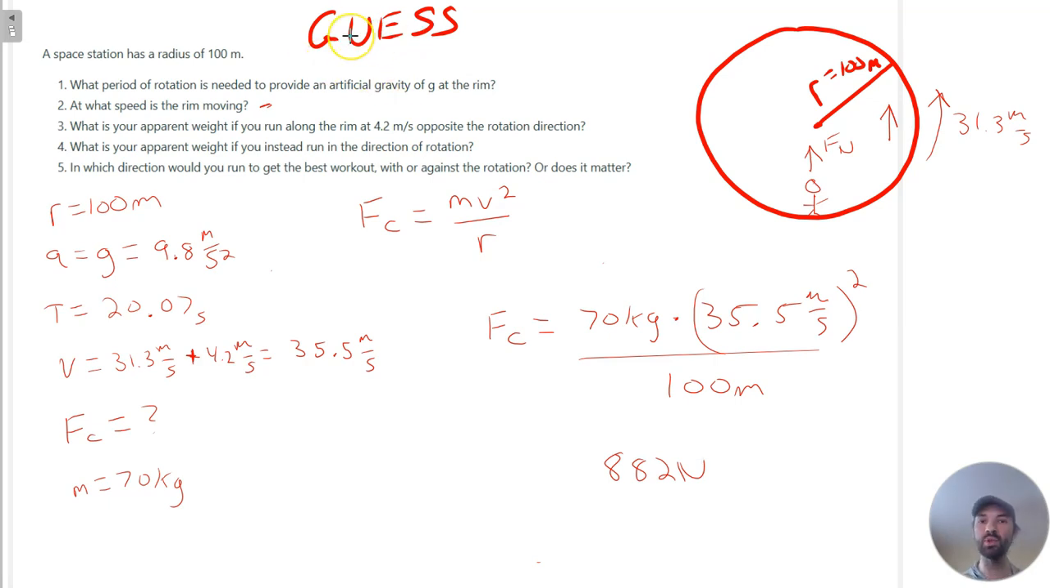We use the GUESS method. We don't even have to understand the physics. In which direction would you run to get the best workout, with or against the rotation? Or does it matter? If you want the best workout, you want it to be feeling like you're extra heavy. So you want the increased force on you. And so in this scenario, the answer to the question is actually going to be running in the same direction, because you're going to feel heavier. So your muscles are going to get more of a workout. That's it. That was a breeze.